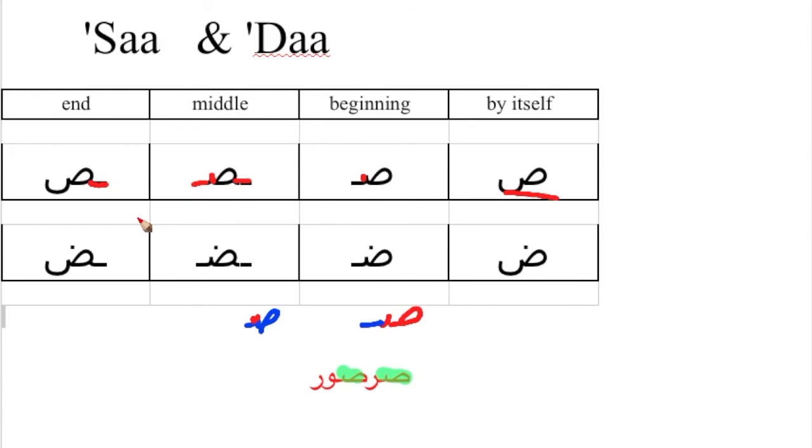In other words, when we cut the tail of the sa, we cut it from here, and we take off this part from the original letter. But we keep this little tiny thing attached. You get the point? Same for the letter after it, da.